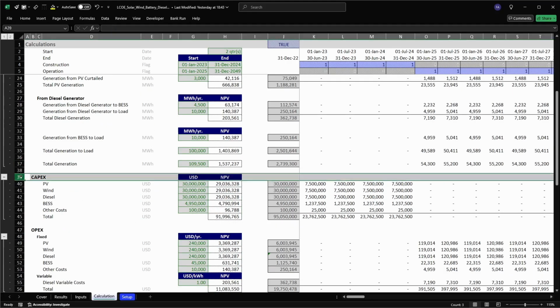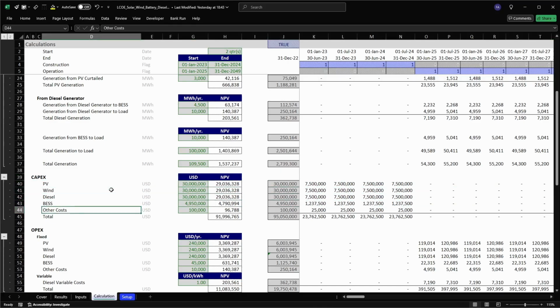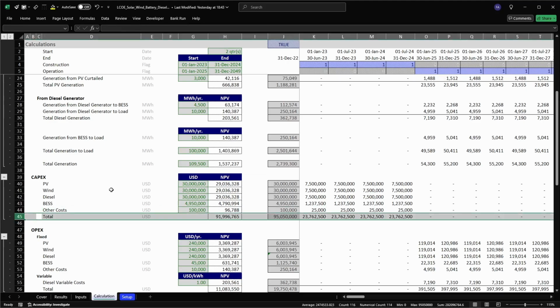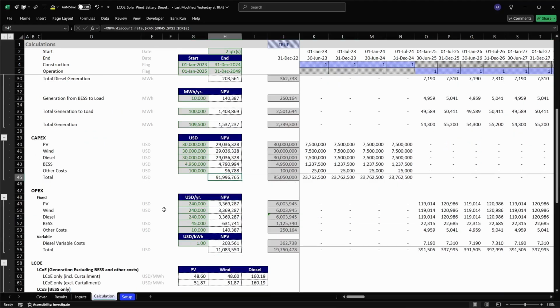Okay, so then we have the capex. We have capex for PV, wind, diesel, the batteries, and the others. So you can see the 100K USD is over here, spread evenly in our construction timeline. And then I come back here with the total NPV for this project, right?